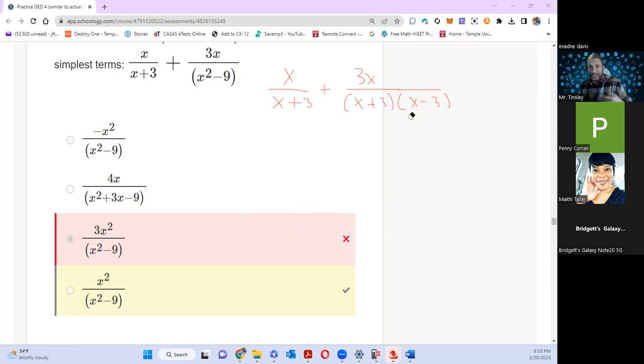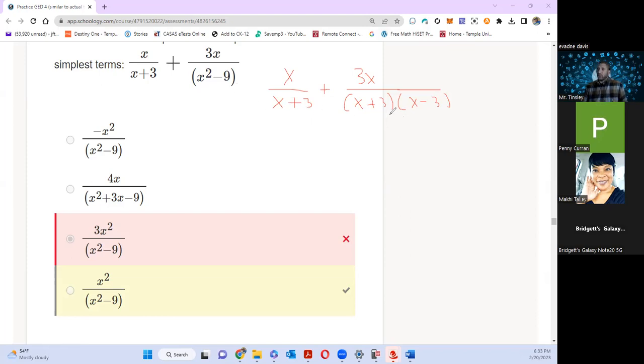So now you have that difference of squares on the bottom. One denominator is x plus 3. The other denominator is x plus 3 times x minus 3. So what could we do so the denominators are the same? Add x minus 3 to the other side, x plus 3. So my denominator is going to be x plus 3, x minus 3.